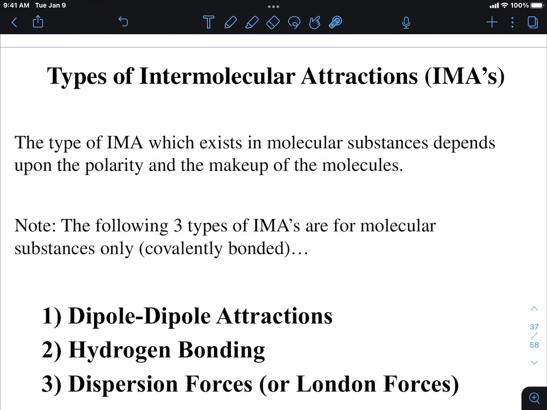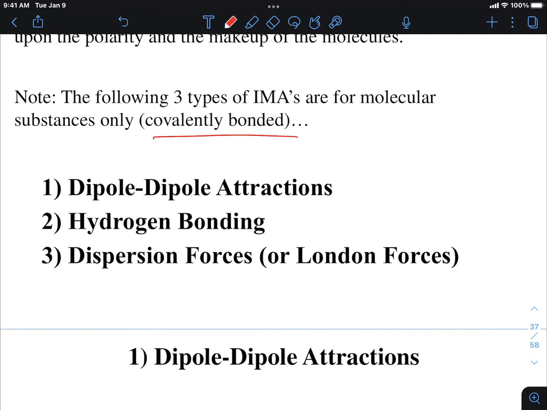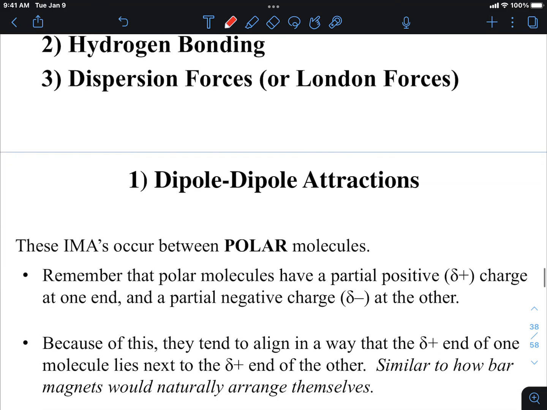So let's talk about the types. The first three types we're going to be talking about are here. They're intermolecular attractions. And these are the attractions that take place within covalently bonded compounds. Okay, so they only apply if there are covalent bonds involved. If a substance has ionic bonds, right, or if they're metals, then these do not apply to them. All right, so the first type is what we call dipole-dipole attractions.